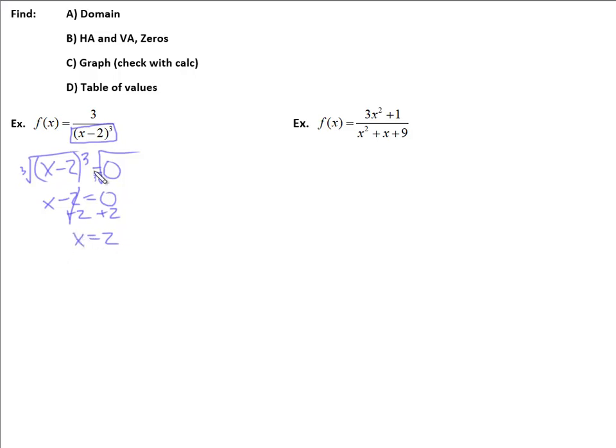Or, sorry, this is not a 0. But it just ends up being positive 2. Sorry. That also gives me my vertical asymptote and my domain restriction. So for my domain, I can go from -infinity to 2, and from 2 to +infinity.